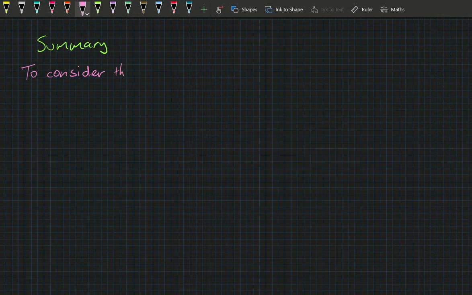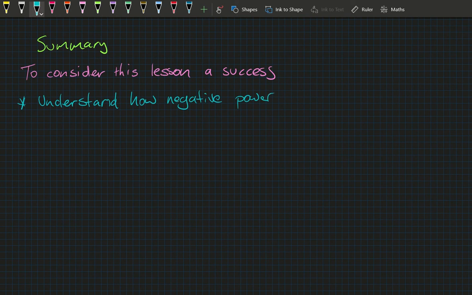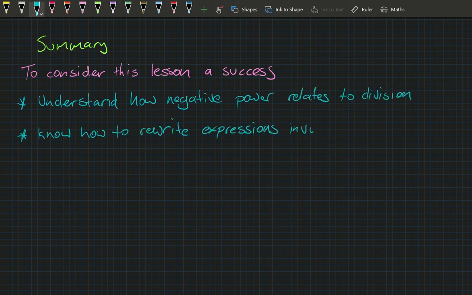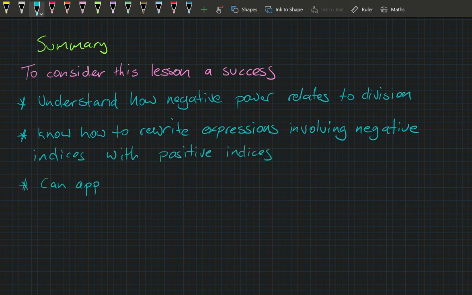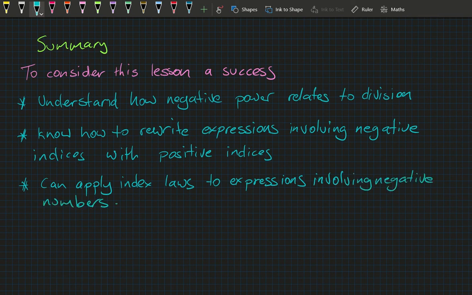Okay, let's summarize this lesson. To consider this lesson a success, you understand how negative power relates to division. You'll know how to rewrite expressions involving negative indices with positive indices. And you'll be able to apply index laws to expressions involving negative numbers.